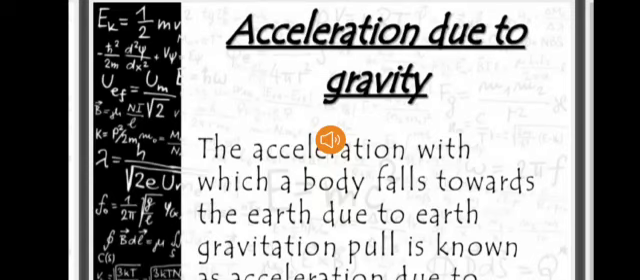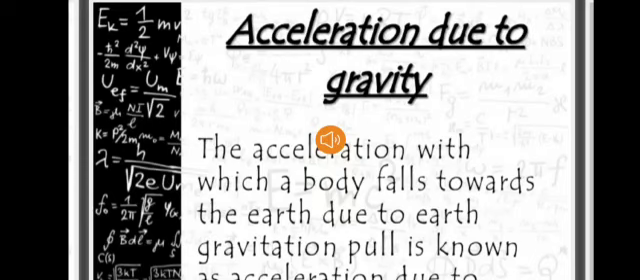So it means that the acceleration experienced by a body due to the gravitational force, because of the force between the object and the earth at that time, that is the gravitational force of the earth, is known as acceleration due to gravity. For example, we have one body and the mass of the body is small m.